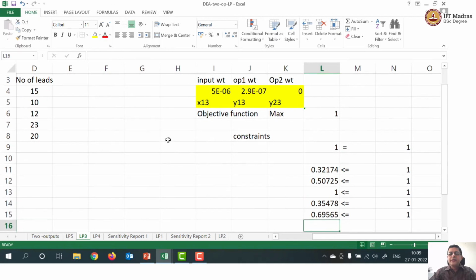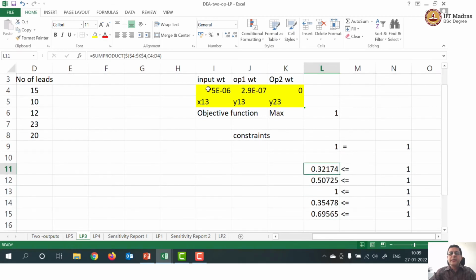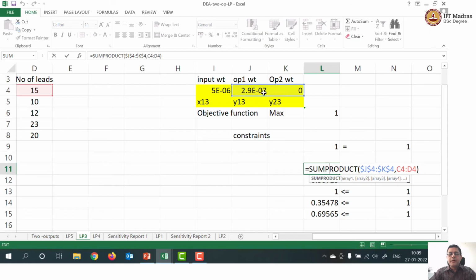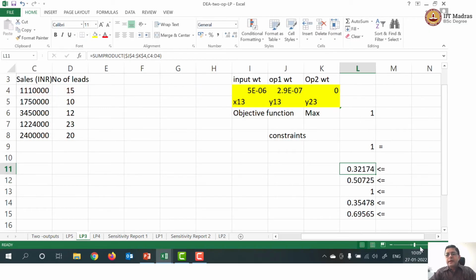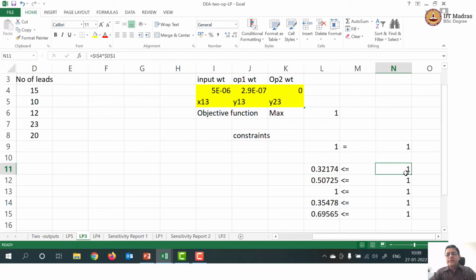Now what are these constraints? These are the constraints just to tell you that using these weights, nobody should get an efficiency of more than 1. So this is the numerator. The numerator is the weighted output for the first sales office. This is for the first sales office. And this is the right hand side, which is weighted input. Weighted input is input weight multiplied by the budget, which is common to everybody, right? So the right hand side is going to be 1 for everybody here, right?